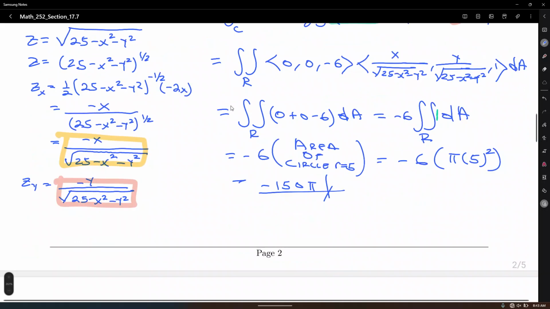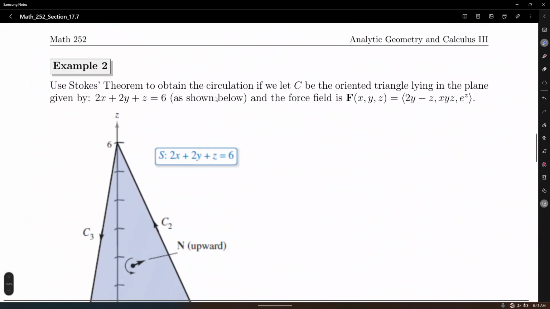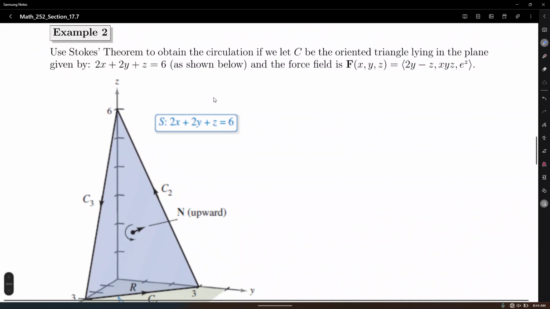Another one. Example number 2. Use Stokes' theorem to obtain the circulation if we let C be the oriented triangle line in the plane given by the equation 2x plus 2y plus z equals 6, as shown in the picture here. And of course, in order for our circulation to occur, we need a driving force. What's the driving force? It's given by this vector field, this force field, all right?